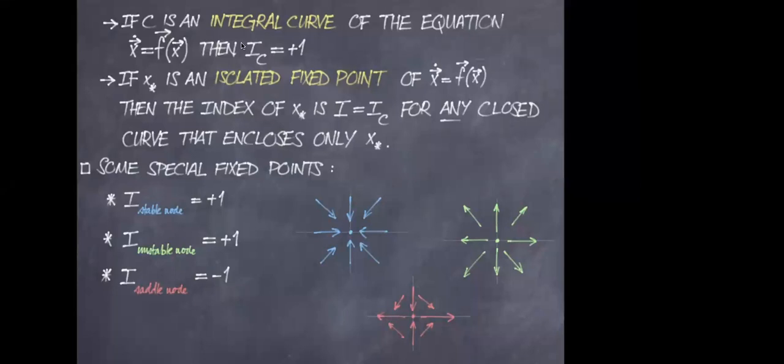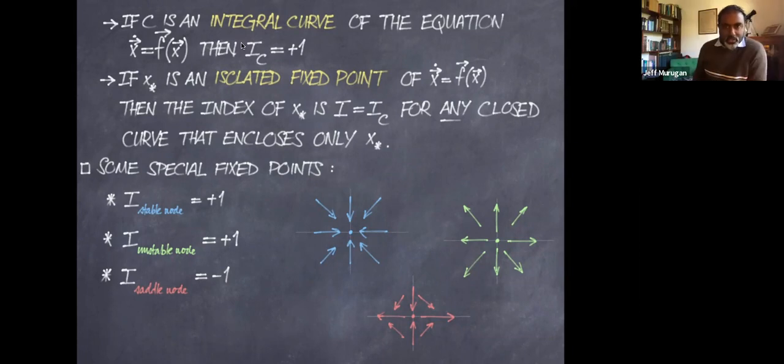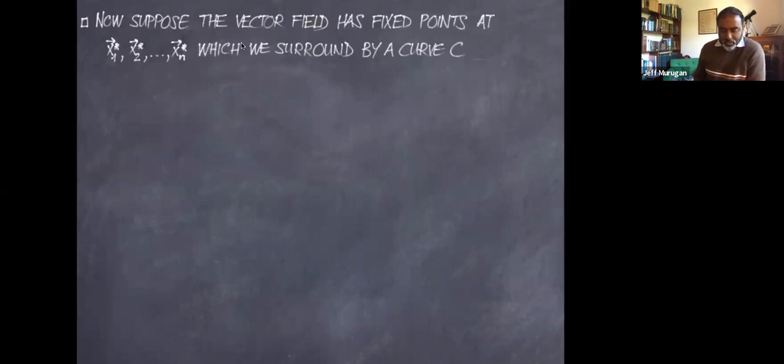Yes. Right. So this is all drawing pictures on the plane and following arrows on the plane. So let's move toward something a little bit more calculus-y. Suppose I have a vector field, and this vector field has n fixed points in some region of the plane. Let's call the fixed points x1 star through to xn star, and we're going to surround these fixed points with some curve C.